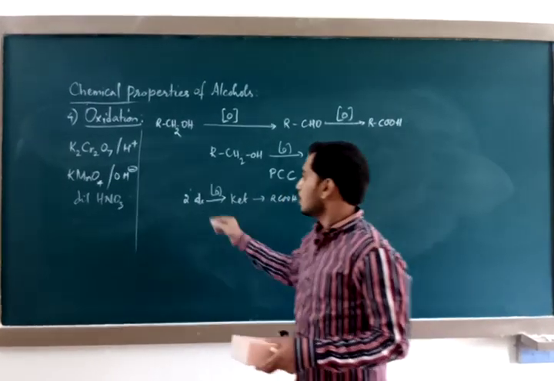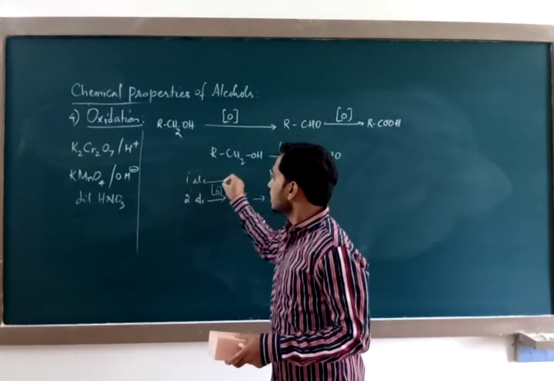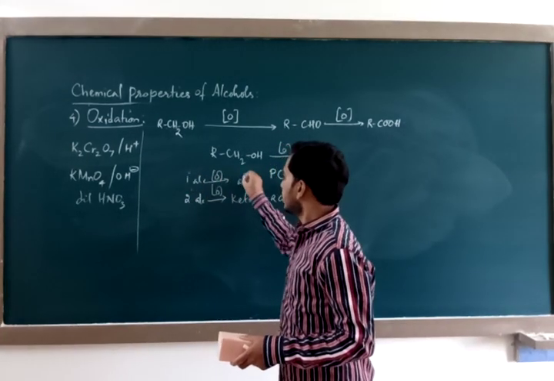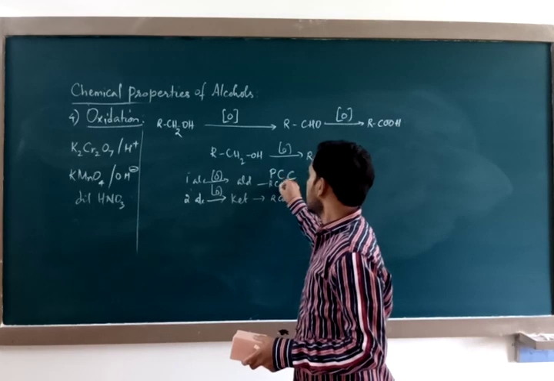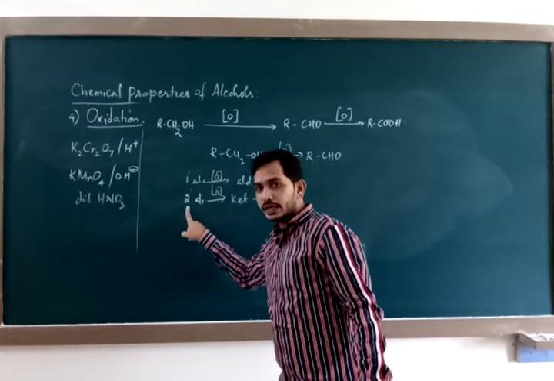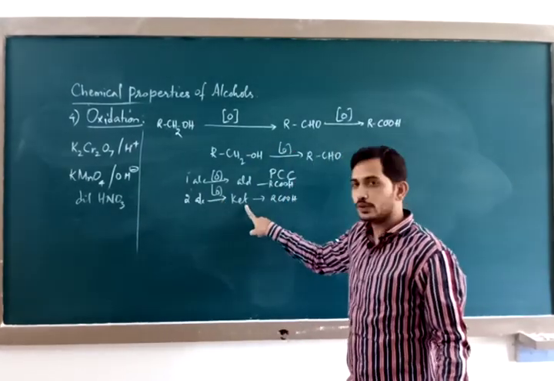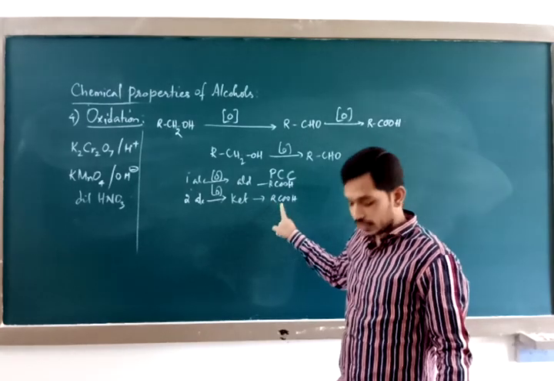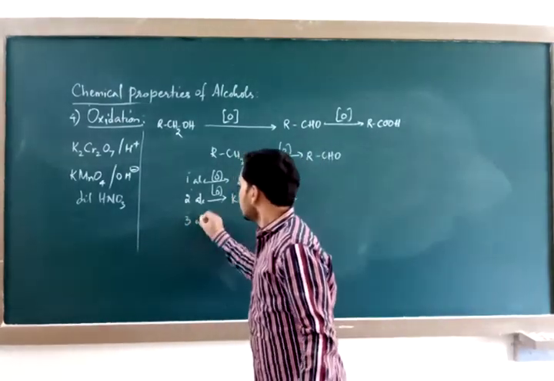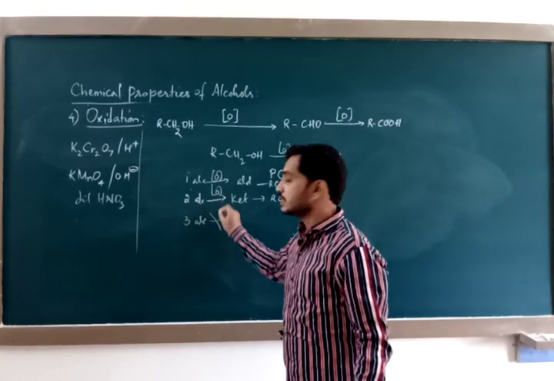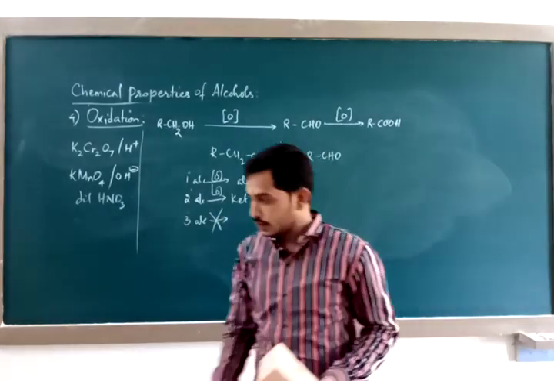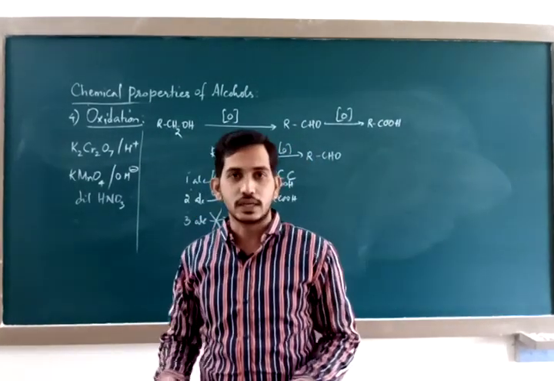Again, how is it different? Primary alcohol upon oxidation will give you aldehyde, which will give you carboxylic acid. A secondary alcohol upon oxidation will give you ketone, which gives you carboxylic acid. Tertiary alcohols are generally resistant to oxidation. They do not easily undergo oxidation.